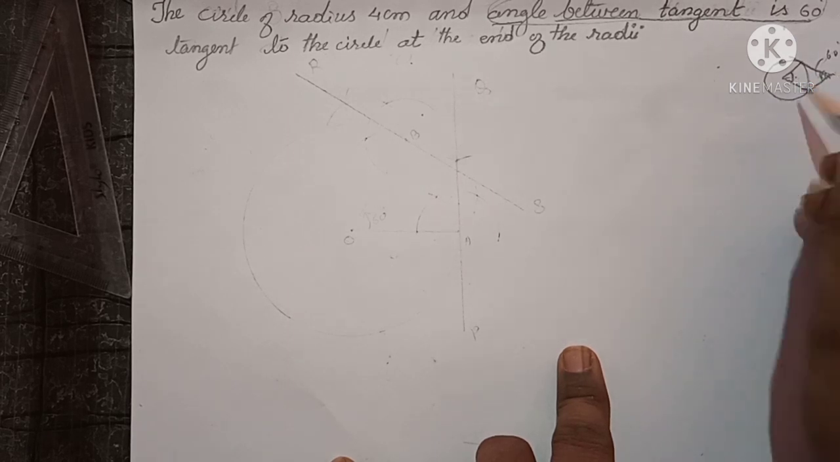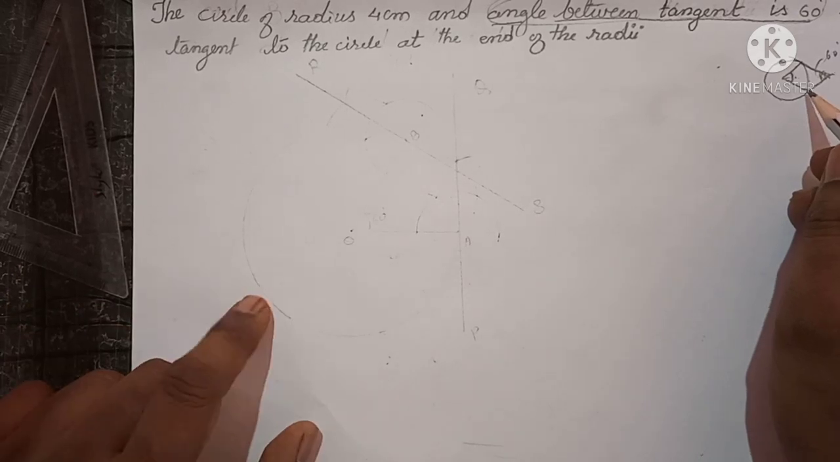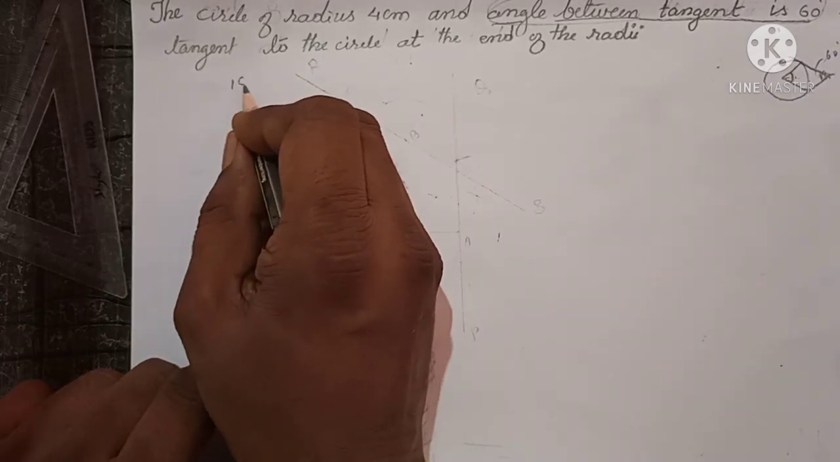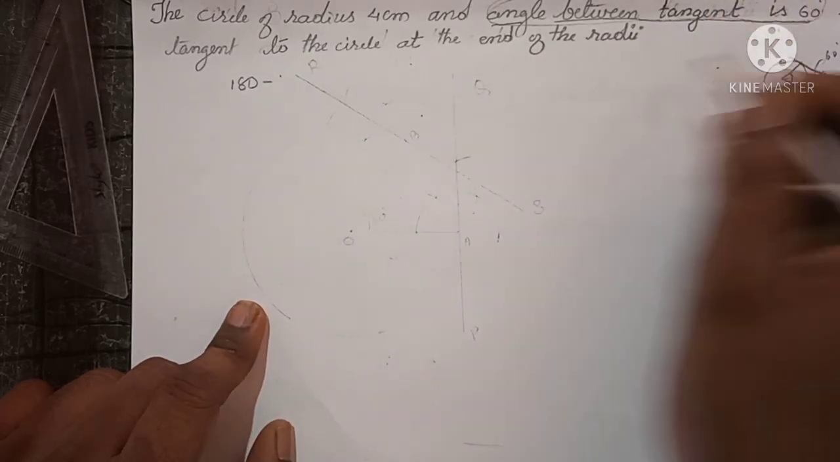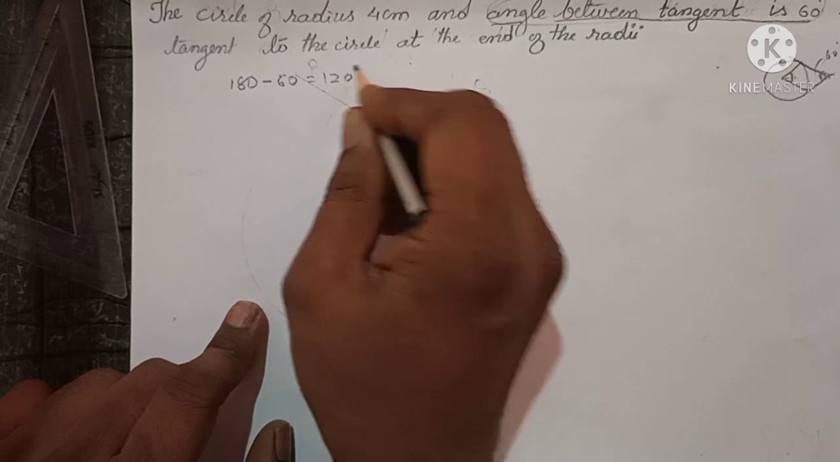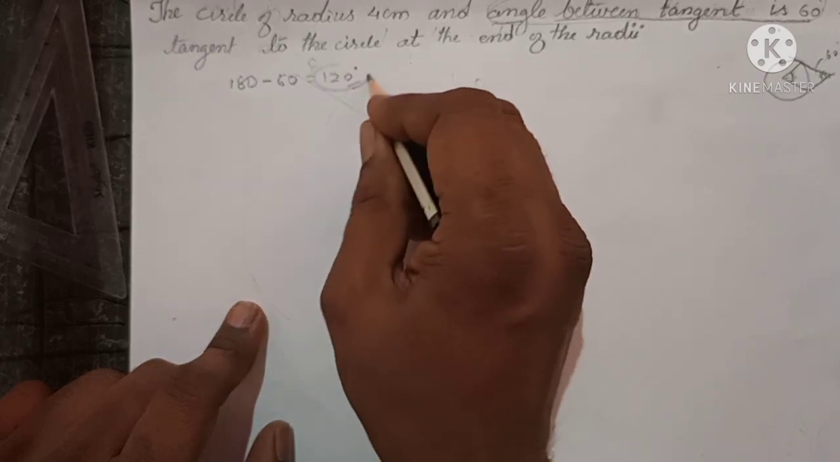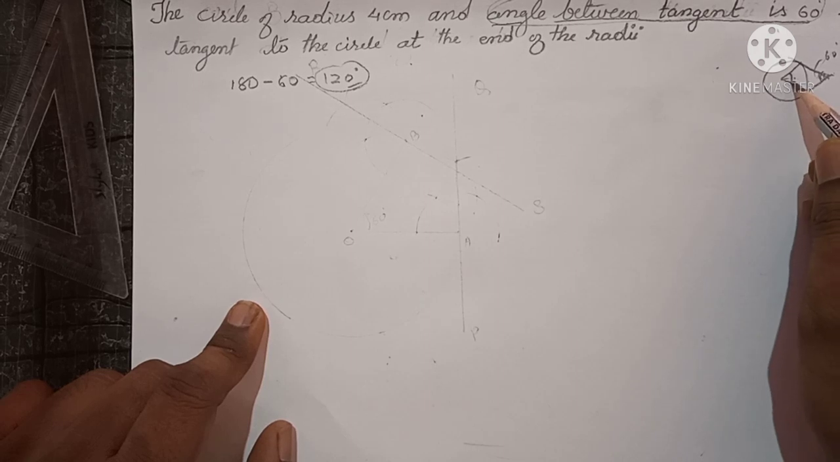How do you find the angle between the radii? It can be calculated. You subtract the angle between the tangents they gave from 180, obtaining 120 degrees. What does 120 degrees indicate? 120 is the angle between the radii.